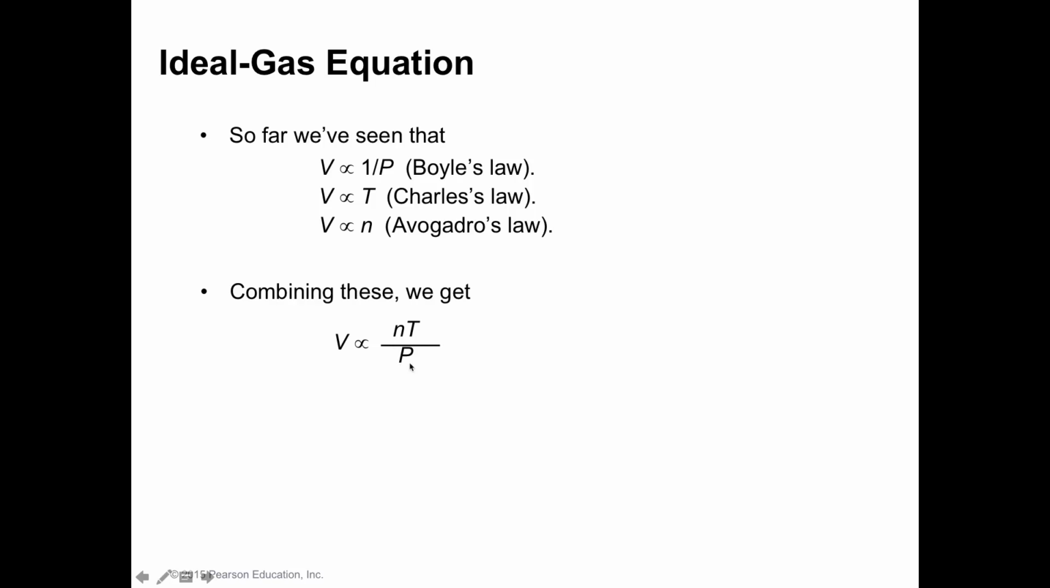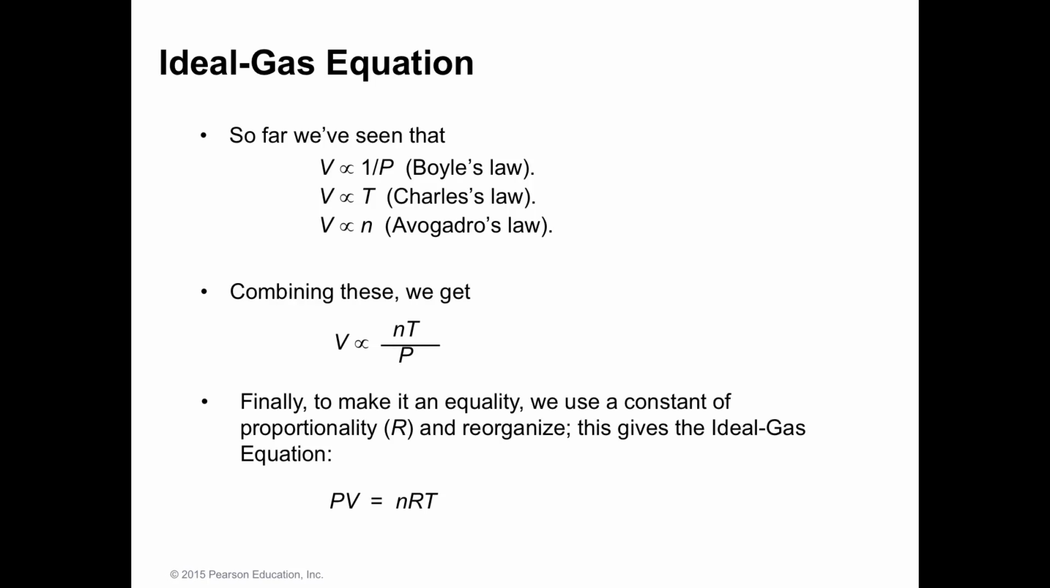If we want to write that as an equation with an equality, then instead of having a proportional symbol, we want to have an equals sign. So we've got to introduce a constant of proportionality, called R in this case, reorganize it, and that gives us the ideal gas equation, PV equals nRT.